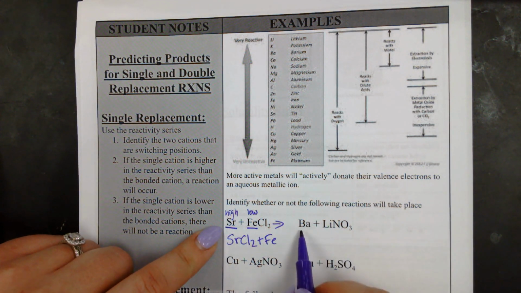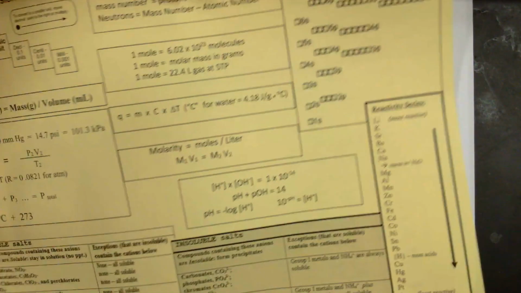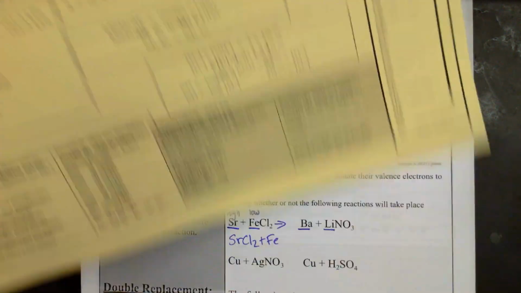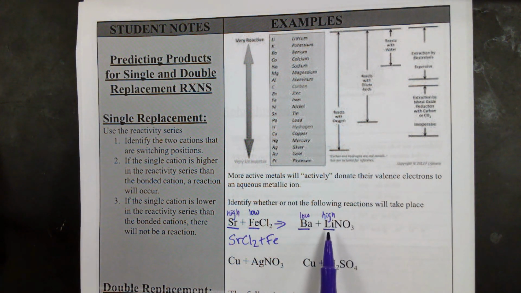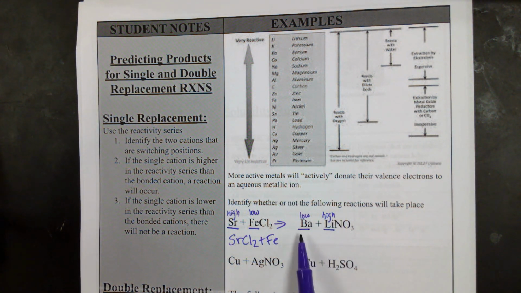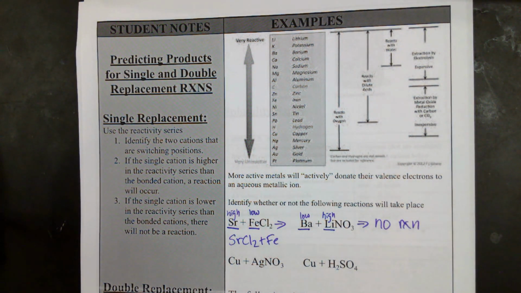Let's take a look at the next one. So we're looking at barium and we're looking at lithium. If we look at our reactivity series, barium is right here, lithium is all the way at the tippy top. So lithium is high, barium is low. So lithium already is more reactive. So do you think that barium is going to be able to kick lithium out of the compound? No, because lithium is already more reactive. If lithium is already more reactive, barium is less reactive. Barium cannot kick lithium out of its compound. So this will be no reaction. There's no reaction that can take place. Lithium is higher, barium is lower. It's not going to happen.